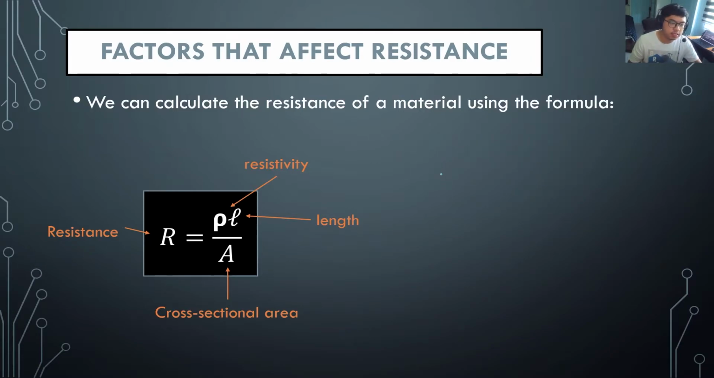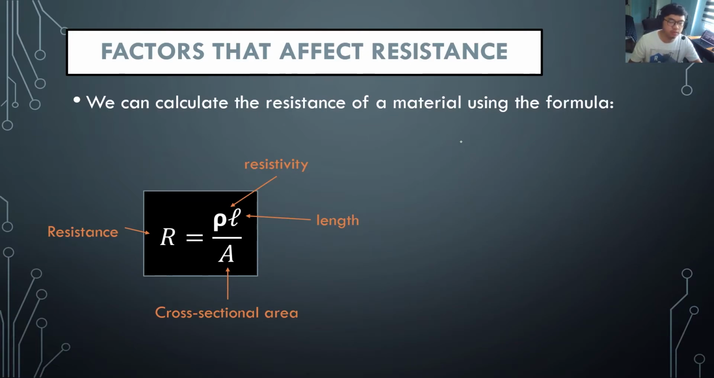From this formula, you can also tell that the resistance is proportional to the length. So that means if you double the length, you will double the resistance. If you triple the length, you will triple the resistance. If you halve the length, you will halve the resistance. Whatever you do to the length, the same thing will happen to the resistance as well.